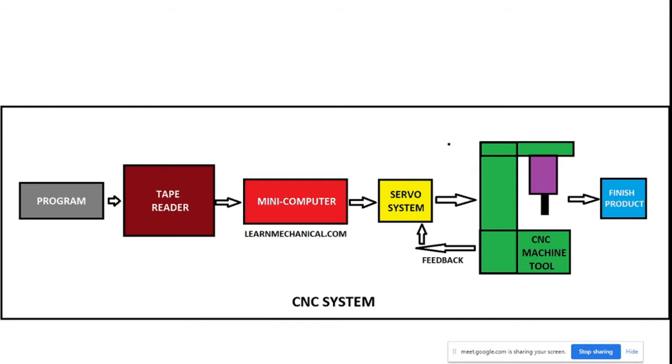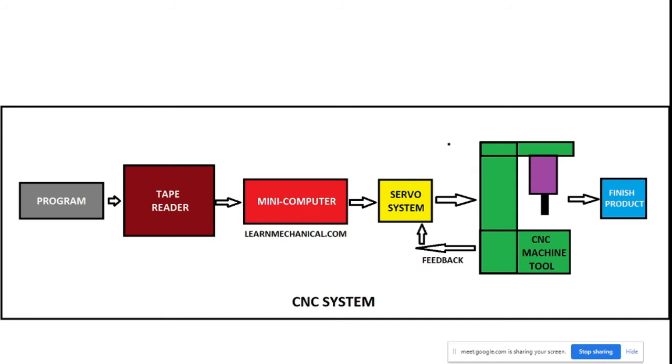This information is read through the tape reader with the encoder mechanism. After that, the tape reader instructions are transferred to the mini computer. The mini computer further converts them into flexible data. That data is transferred to the servo system, which is also known as the control system of the CNC machine. So the full CNC machine is controlled by the servo system. After that, the machine spindle, table and bed are all moved with respect to the given instructions. Based on those instructions the machine is operated, and finally we get the finished product.